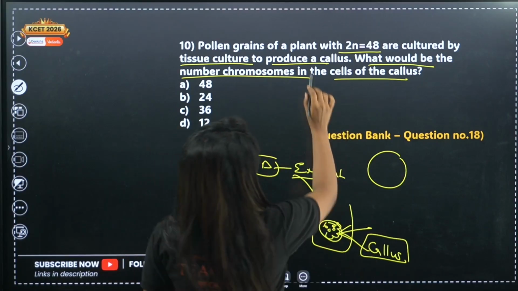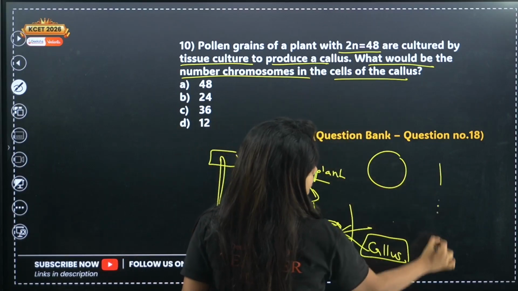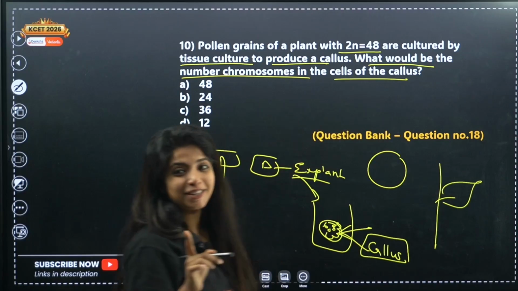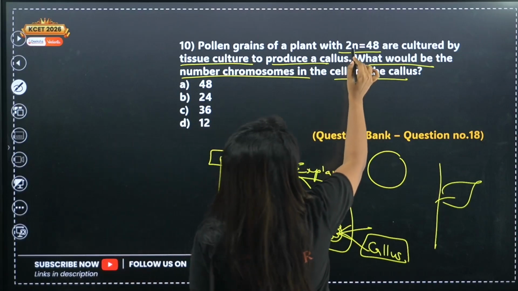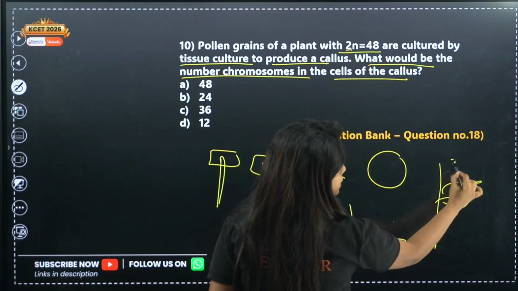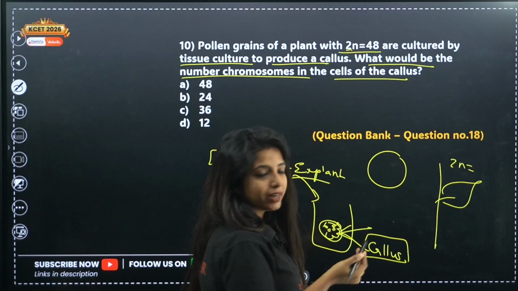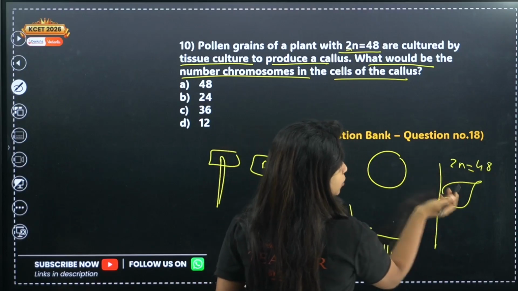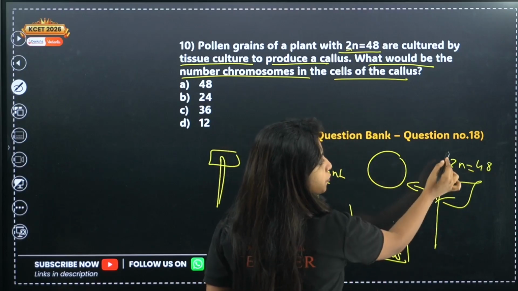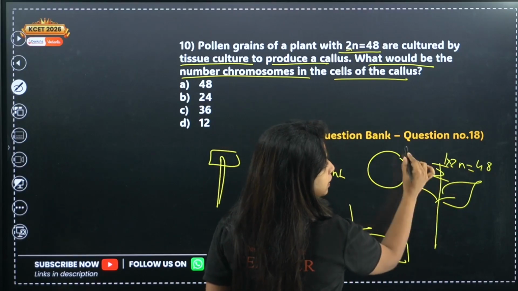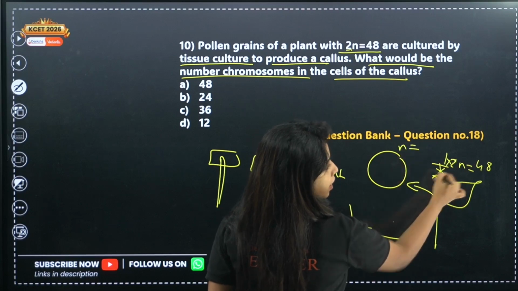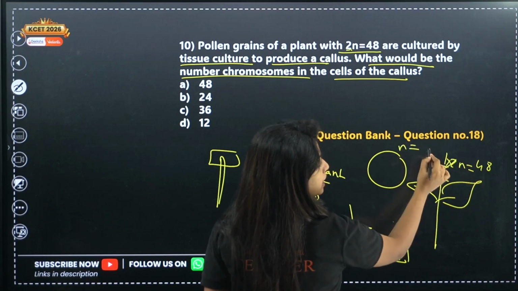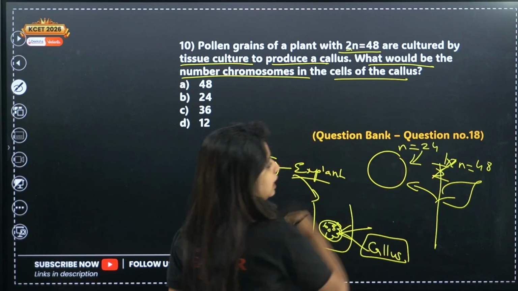You get it? So over here you need to have some information. The plant which was there, it was diploid with 48, 2n means diploid. And normal cells are diploid in nature, right? So they have 48. But what about the gametes? They will be half of it. It will be haploid. So half of 48 is what? It will be 24.